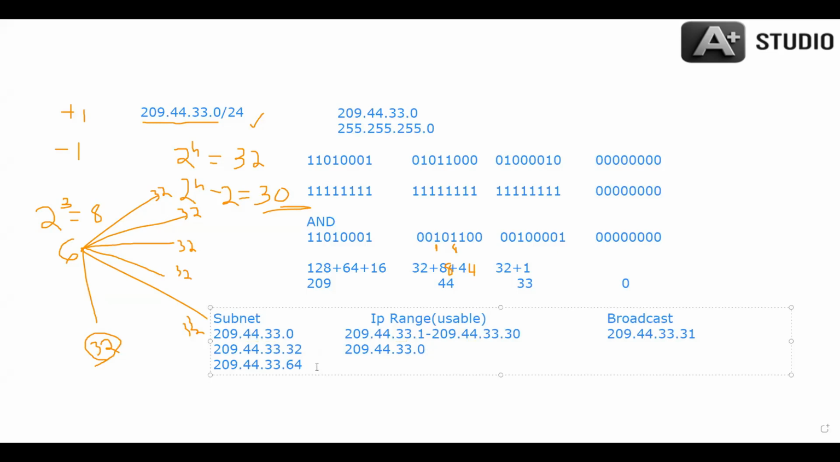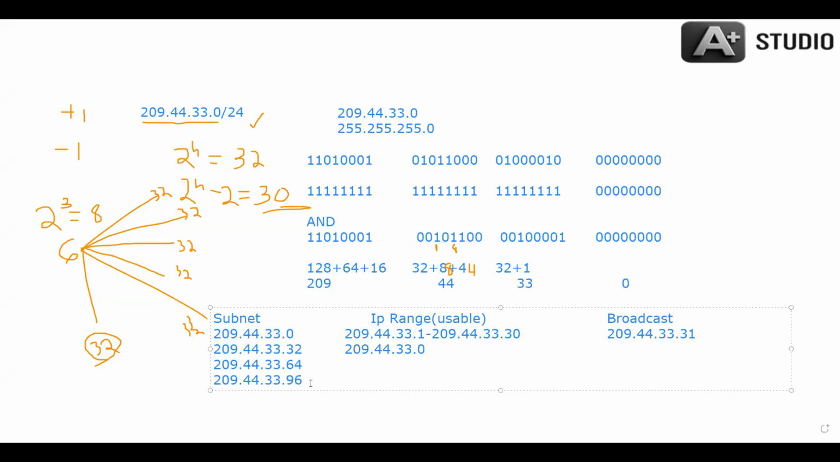So here becomes 96. Okay, so we have to create 6 networks. Okay, Clementina, you're welcome. So we have to get 6. This is 1, this is 2, this is 3, this is 4.